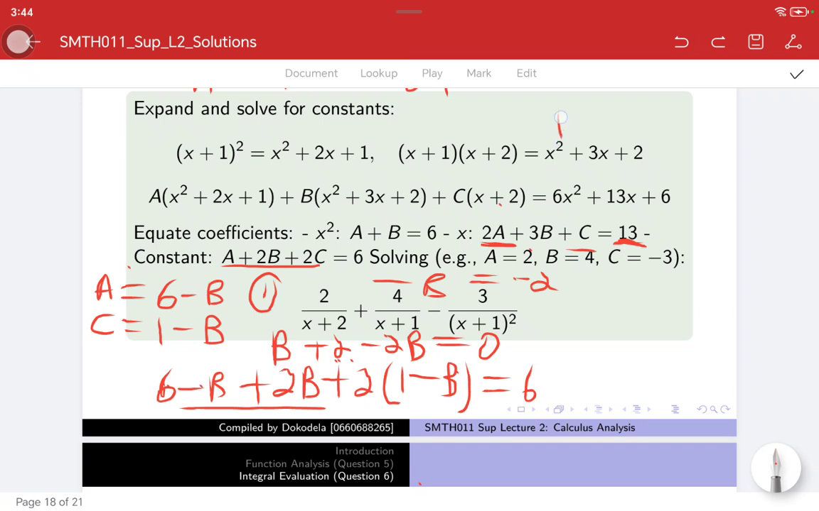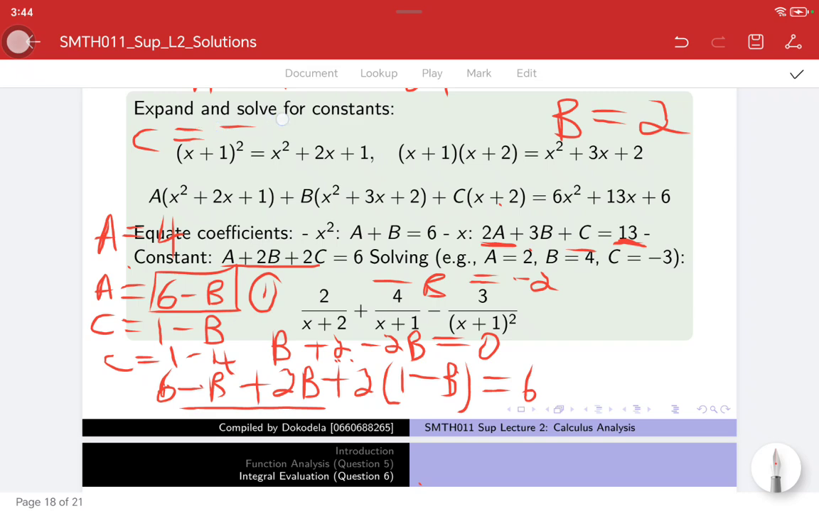If I find here, now let's check A. What is A going to be? A is 6 minus B, right? So if I subtract 2 here, I'm going to get 4. Yeah? So it means that when I was putting this, I just opposed it. So this is A equals 4. Then let's check C. C is 1 minus B. So when I take this, it's going to be 1 minus 4. It's minus 3. So C is also minus 3.